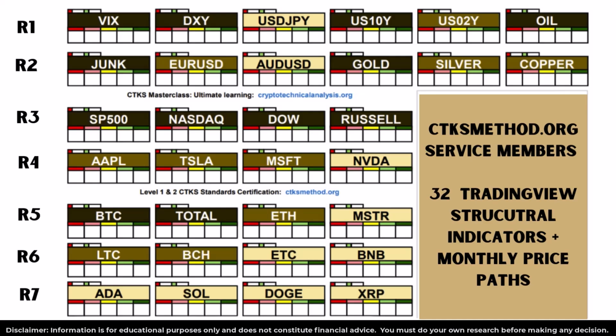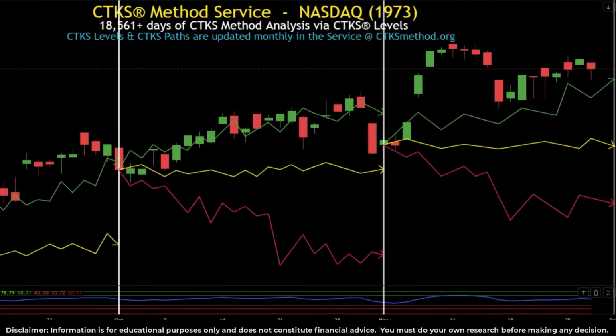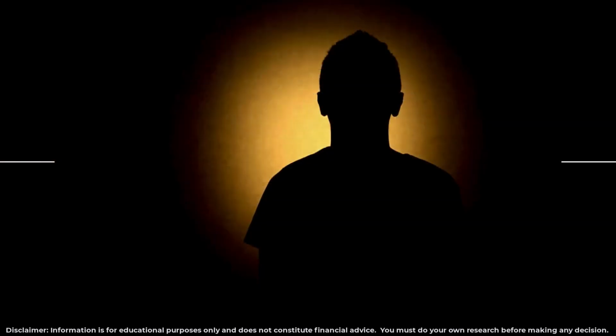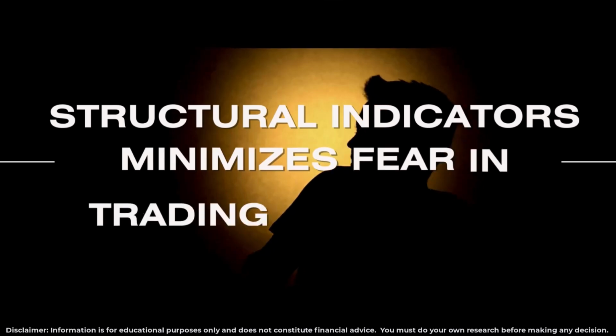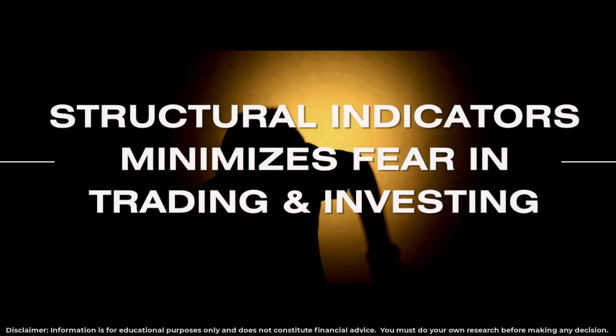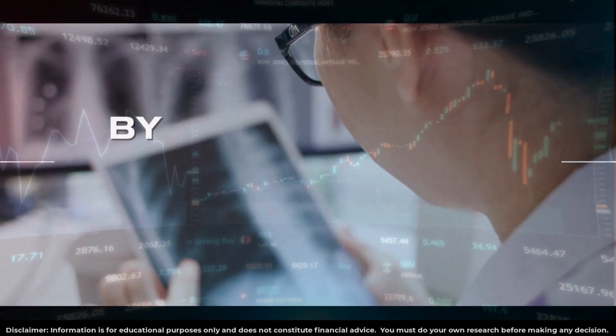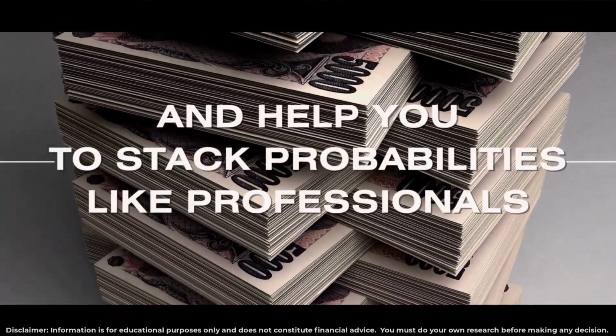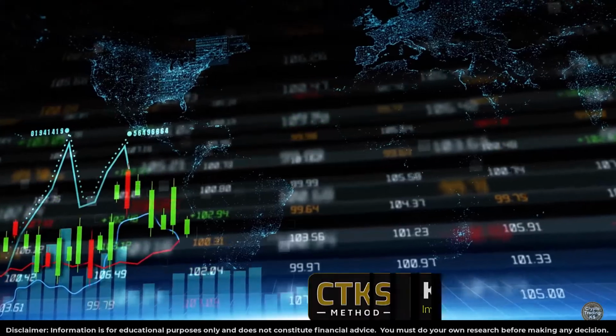CTKSmethod.org service members get 32 TradingView charts with structural indicators and monthly price paths for each chart of each row. Structural indicators help us to minimize fear in trading and investing. They give X-ray vision into financial charts and help you to stack probabilities like professionals do. Let's run the numbers.